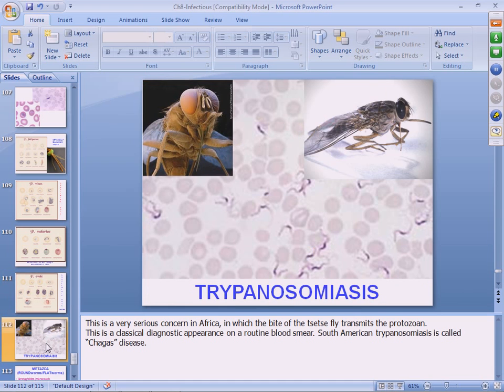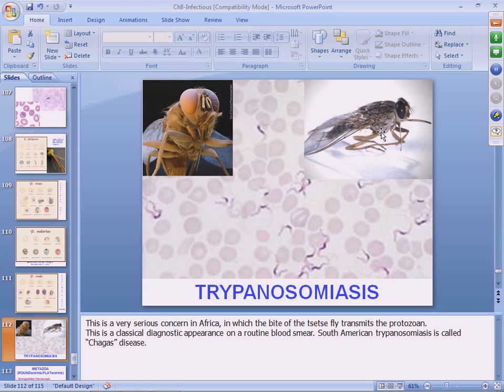Trypanosomes. Classical trypanosome diseases, trypanosomiasis, Africa. This is the tsetse fly. If you were to look at it and compare it to any other fly, you would say, well, it kind of looks like any other fly I've ever seen, but it seems a little bit bigger. And there are some ways to differentiate it, which I won't go into.